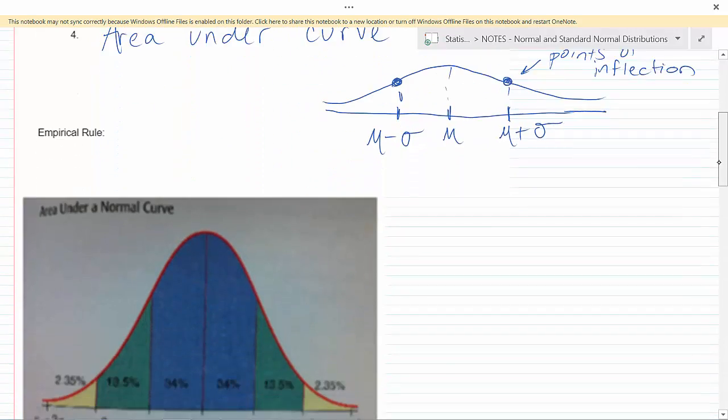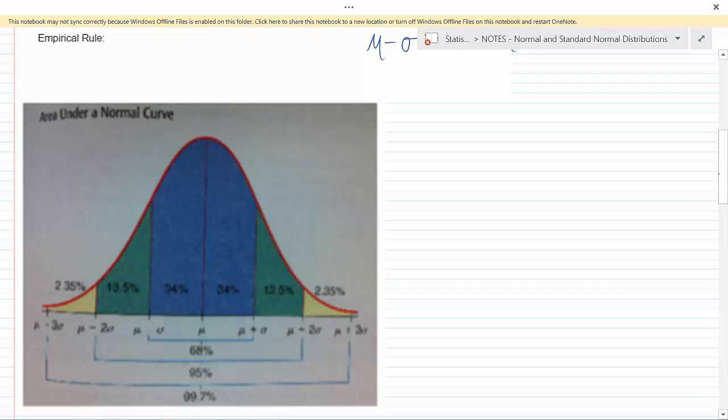So then we're going to talk about the empirical rule. And this is a diagram that Sarah and Sadie showed you in their presentation. For this, I want you to note that we have our points of inflection at mu plus sigma and at mu minus sigma. We have mu right in the center of the distribution, and if we folded it in half, we'd get the same thing on either side.